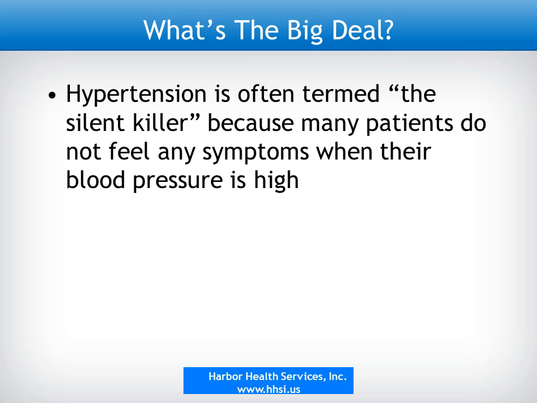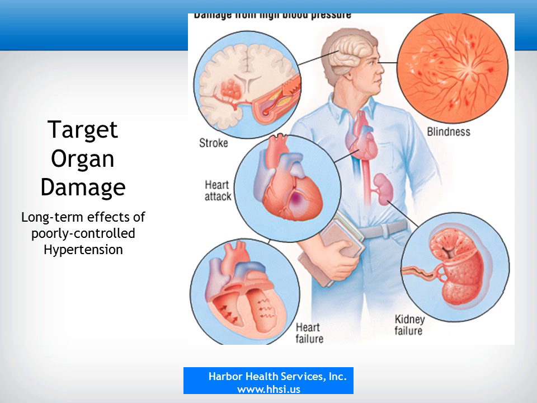So what's the big deal? Hypertension is often termed the silent killer because many patients don't feel symptoms. It's sort of a tragedy. It's what I say to patients, that you can be walking around for years having high blood pressure and not have one symptom, but secretly it's doing damage to the blood vessels in your body, and down the road it causes trouble. And that trouble is target organ damage, the long-term effects of poorly controlled hypertension. So it can affect your brain, your eyes, your heart, and your kidneys.